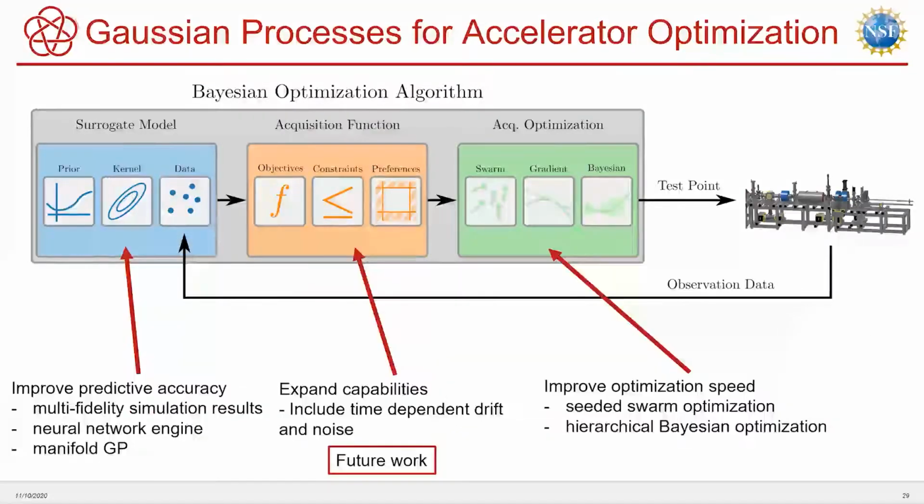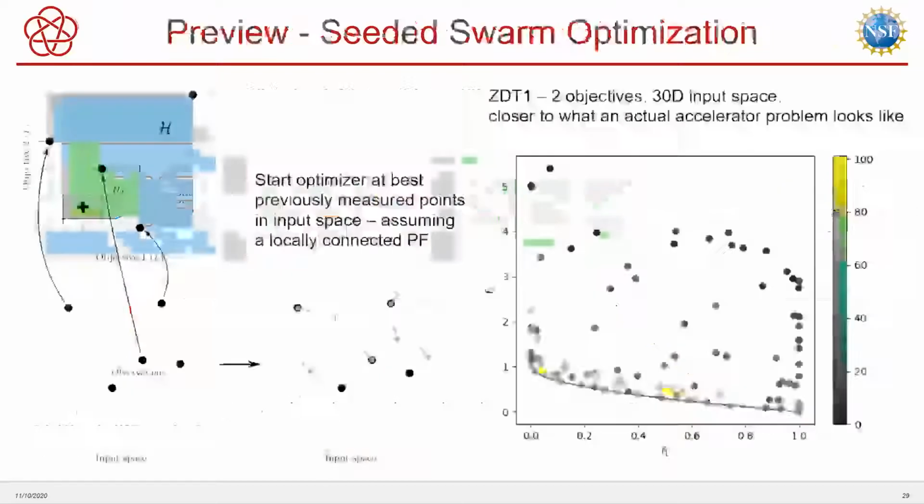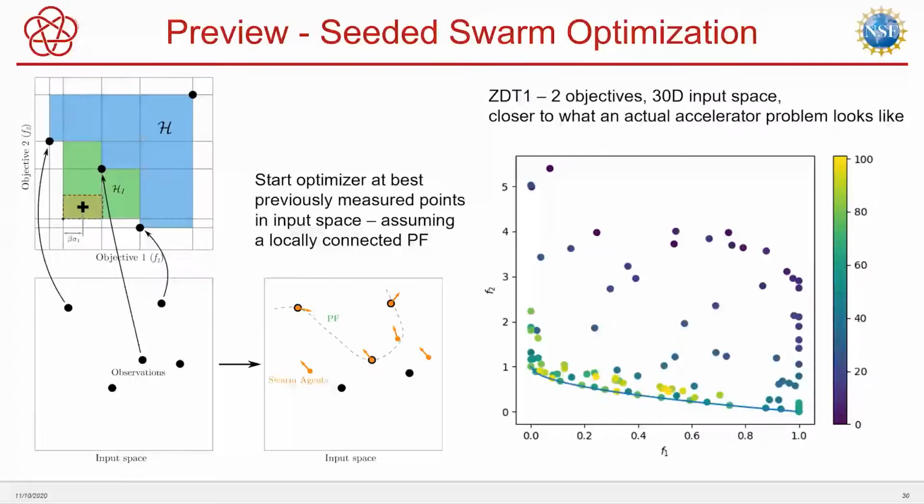The next thing that I'd like to show, just to wrap up, is the future direction that we're taking with this. That includes efforts to improve the predictive accuracy of Gaussian process models, to expand the capabilities of the acquisition function, and to improve the optimization speed of the acquisition function for use in online optimization. So the first example here is towards the latter of what I just said, which is specifically optimizing the acquisition function in large parameter spaces.